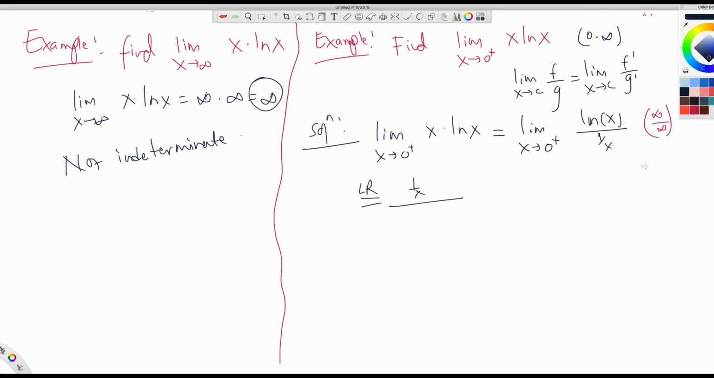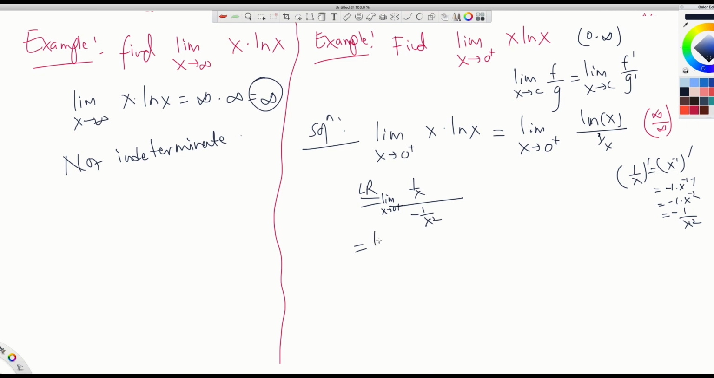Divide by the derivative of the bottom. So what is the derivative of 1 over x? Do you know that? That will be the derivative of x to the negative 1, right? By the power rule, negative 1 times x to the negative 1 minus 1. That will be negative 1 times x to the negative 2. So basically it is negative 1 over x squared. So the derivative of the bottom will be negative 1 over x squared. Don't forget the limit, as x tends to 0 plus. Okay, now how do I simplify this?